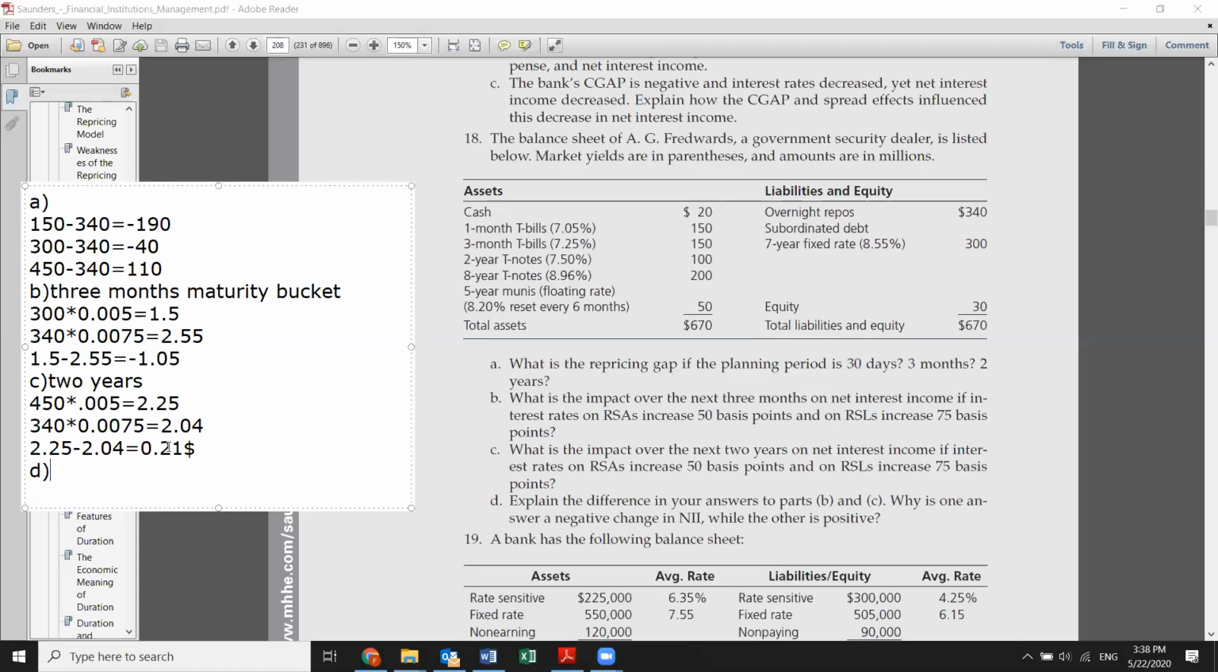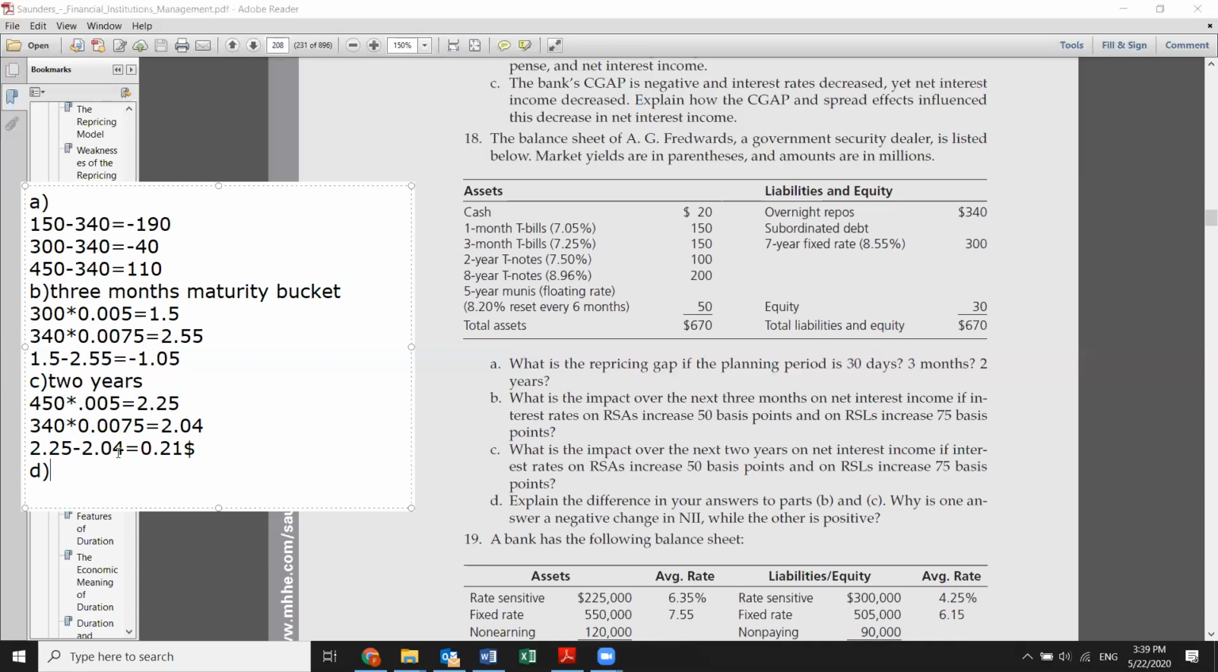The reason is that the effect of the spread in the first one, in B, is higher than the cumulative gap effect. But in part C, the cumulative gap effect is larger than the spread effect. That is why it makes your net interest income equal to a positive number. Did you get it?